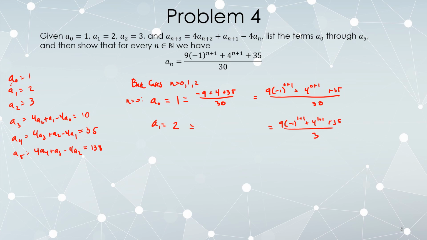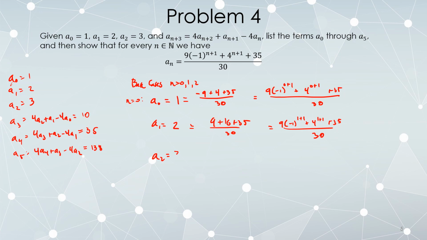Well, if we compute all of that down, negative 1 to the second power is just 1, so this is a 9, plus 4 squared is 16. So 9 plus 16 plus 35, all over 30. Well, let's see, 9 plus 16 is 25, 25 plus 35 is 60, and 60 over 30 is indeed 2, so that also checks out.